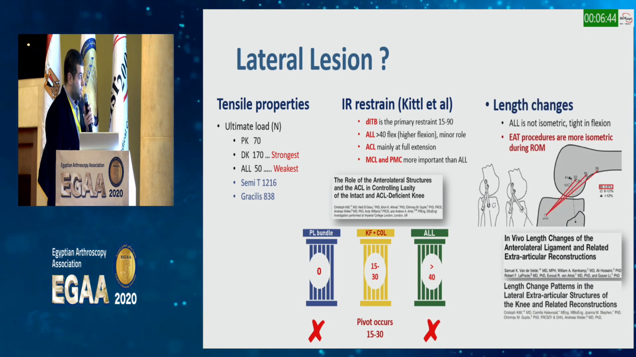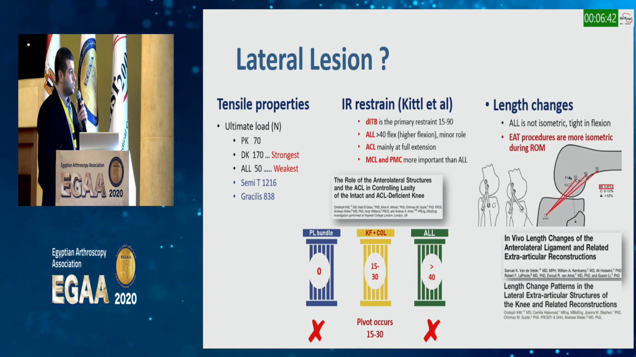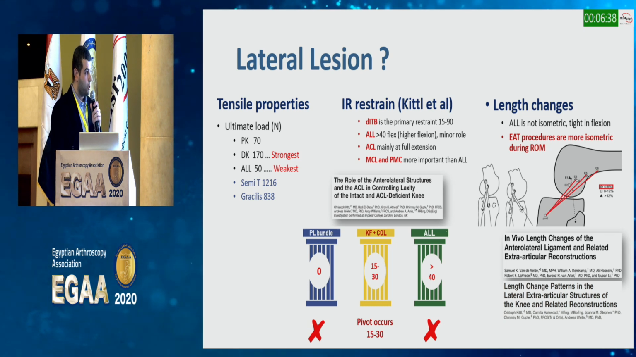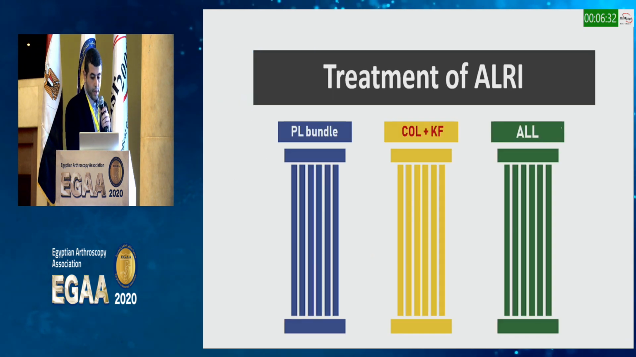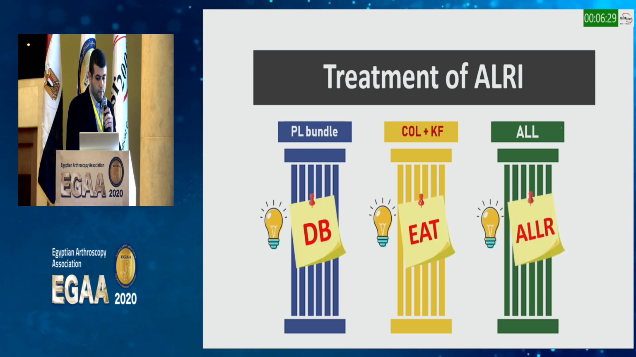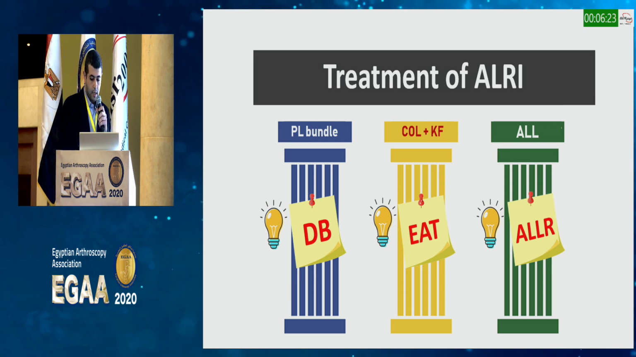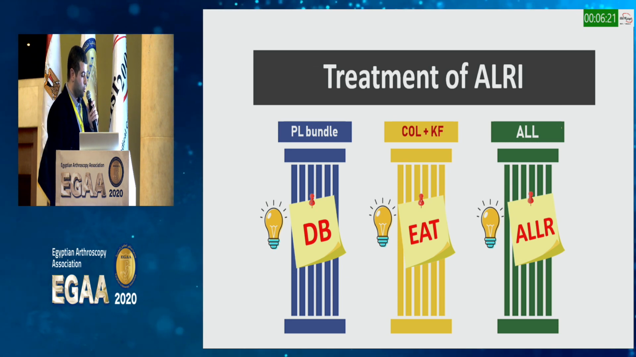Also, regarding length changes, they found that the anterolateral ligament is not isometric, it is tight in flexion, and the extra-articular tenodesis procedures are more isometric. So it is more logical to reconstruct the Kaplan fibers and the capsulo-osseous layers. So for the treatment of anterolateral rotatory instability, we have double bundle reconstruction of the ACL, extra-articular tenodesis, and anterolateral ligament reconstruction.